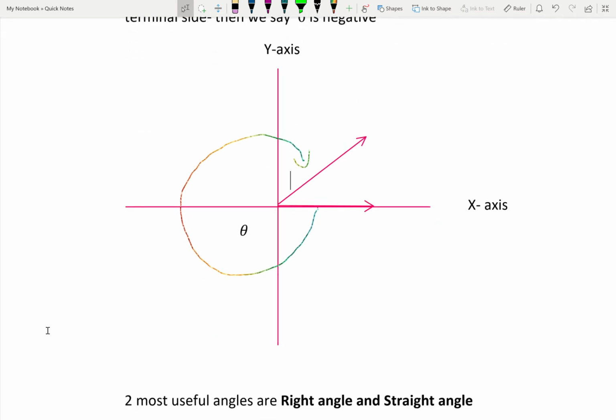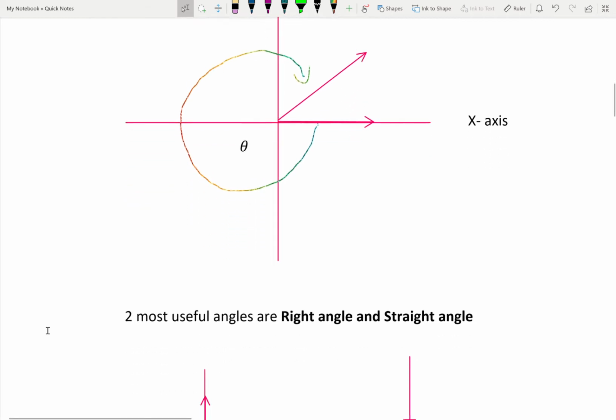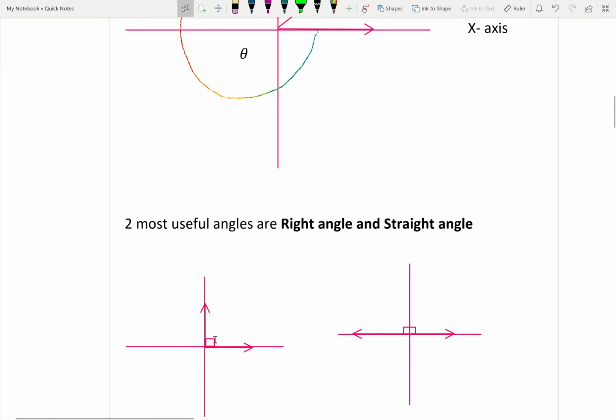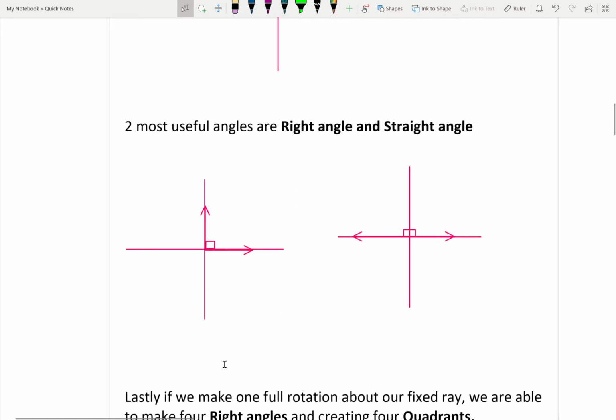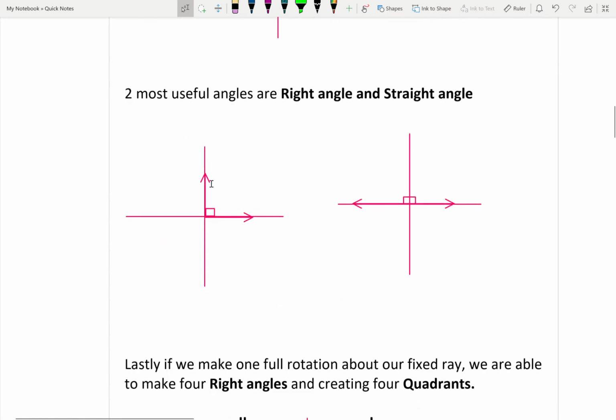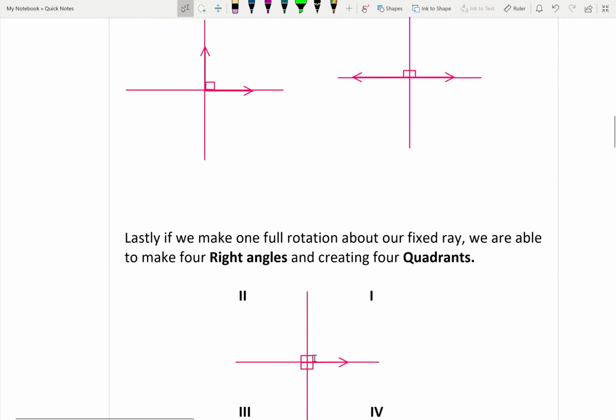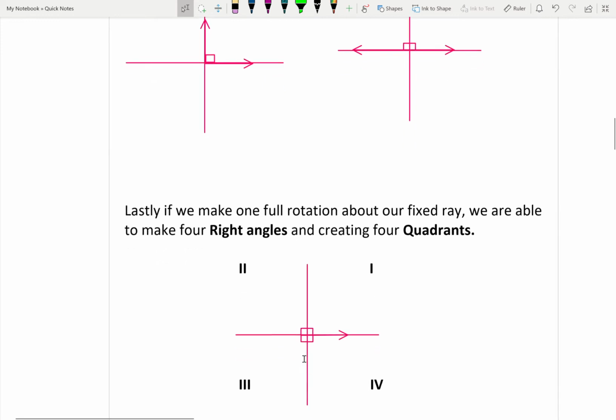All right, so what are the two most useful angles for us? Well, it's the right angle and the straight angle. So the right angle, as we know it, is the 90-degree angle. And the straight angle is two 90-degree angles put together and they create a straight line, right? So if you make as many right angles as possible by letting your terminal side rotate all around, you'll end up getting 4 right angles, right? If you get 4 right angles like this, what's going to happen is you're going to split your grid, your plane, up into 4 sections.